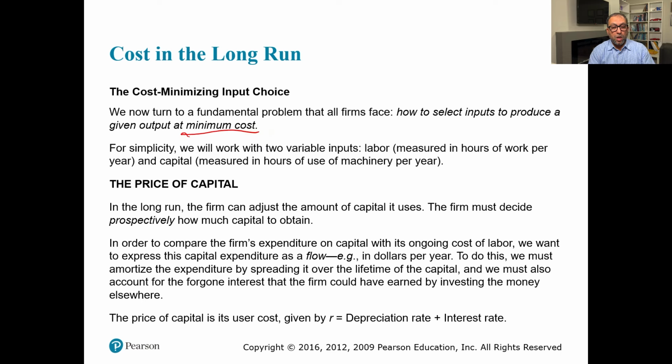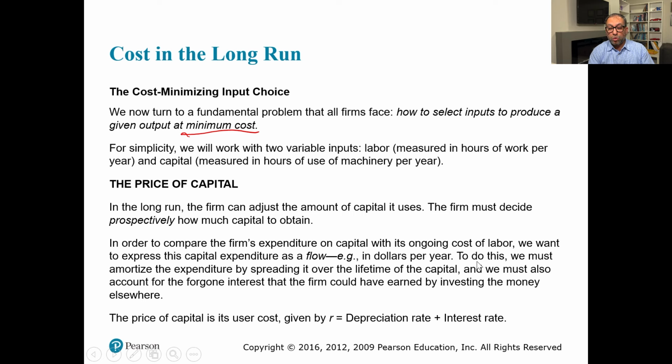Cost minimization. For simplicity, we will work with two variable inputs: labor, measured in hours of work per year, and capital, measured in hours of use of machinery per year. In the long run, the firm can adjust the amount of capital it uses. The firm must decide prospectively how much capital to obtain. To compare the company's expenditure on capital with its ongoing cost of labor, we want to express the capital expenditure as a flow, in dollars per year.